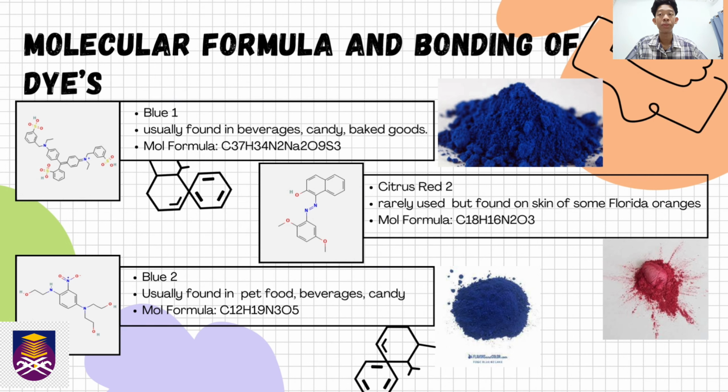And for Blue 2, we usually find it in pet foods, beverages or candy. But I could say we can mostly find it in our daily candy, such as Coca-Cola candies. But without further ado, the molecular formula is carbon 12, hydrogen 19, sodium 3, and oxygen 5.